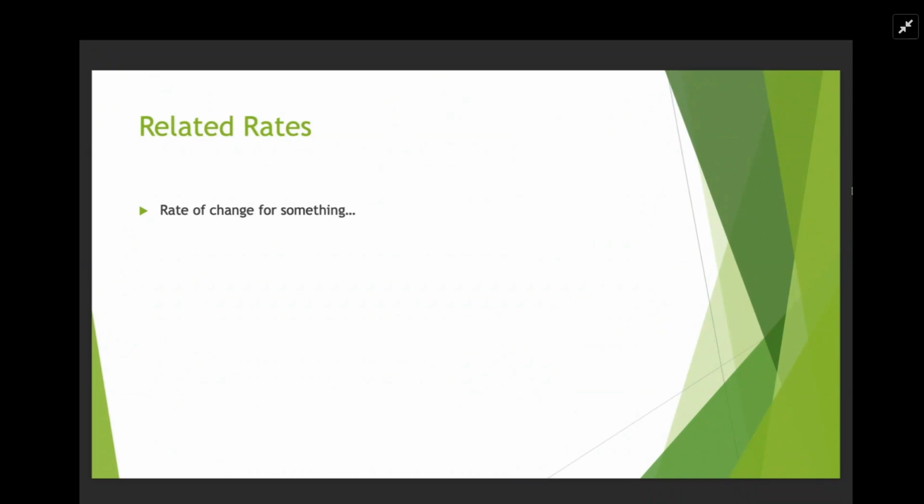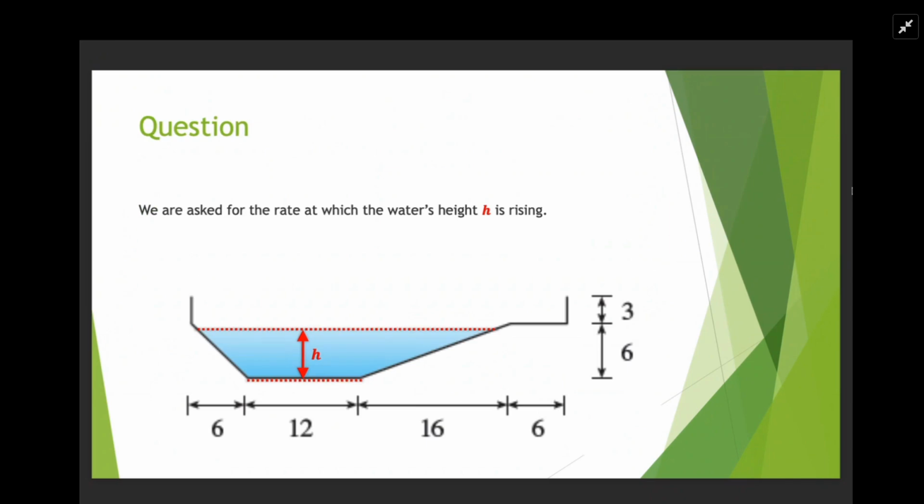This is a related rates problem. We want the rate of change in one thing based on the rate of change in something else. Typically, this is change over time, that is, the derivative with respect to time. Let's examine our question in greater detail.